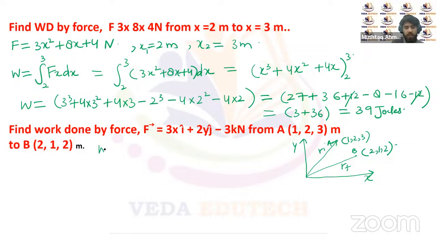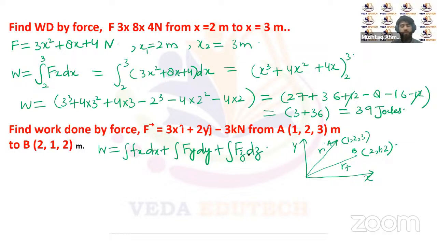We know that work done in general is the integral of fx dx plus the integral of fy dy plus the integral of fz dz. This will be the total work done. Now we have a variable force along x, a variable force along y, and a constant force along the z direction. Now we'll be calculating the work done.